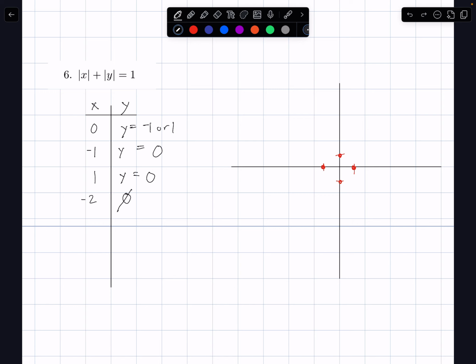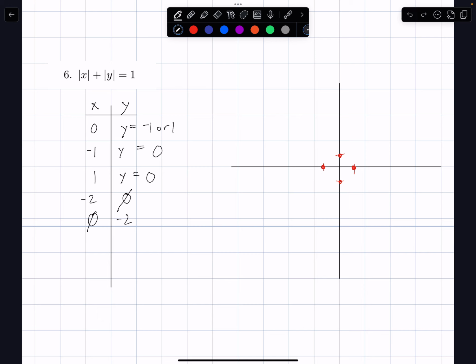Okay, so that means the same thing is going to happen for any of the other ones, right? If I go for +2 here, same thing. If I go for +2 or -2 for y, it's going to be the same thing. That means my whole graph has to be contained in this little region right here. Okay, so then what I'm thinking is probably going to happen is I'll have something probably like this. But let's check one more point.